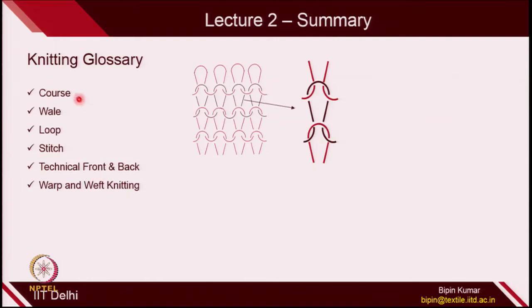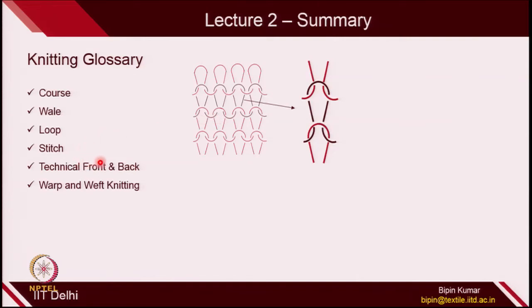One is course, which is the rows of loops. Second is wale, which is a column of loops. Loop is the fundamental block of a knitted structure. Stitch is also called a loop when it has 4 intermeshing points. So, you can see this loop which has 4 intermeshing points, we call that a stitch.